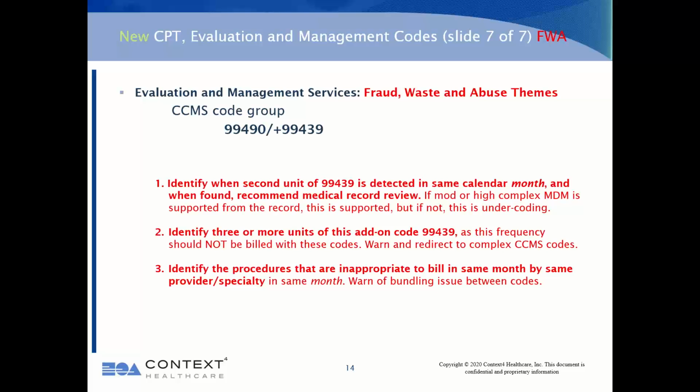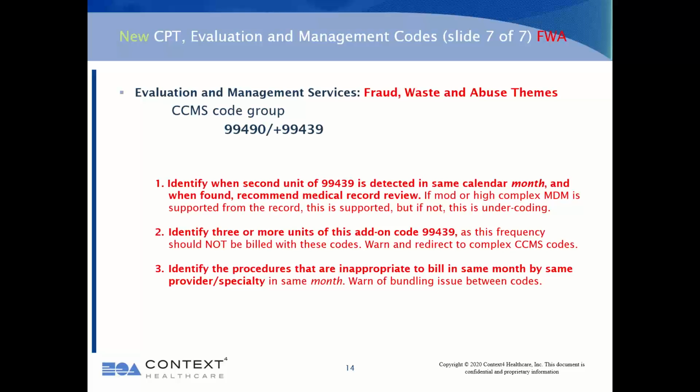Number 2, because of this second statement, do not report 99439 more than twice per calendar month, we will fire a different edit message when 3 or more units of this code, 99439, is detected in a month. Such a service, if not billed in error, should instead be billed with the appropriate complex CCMS code.